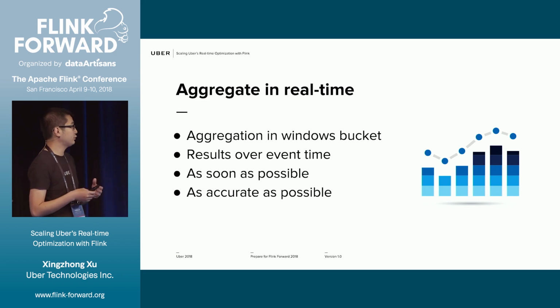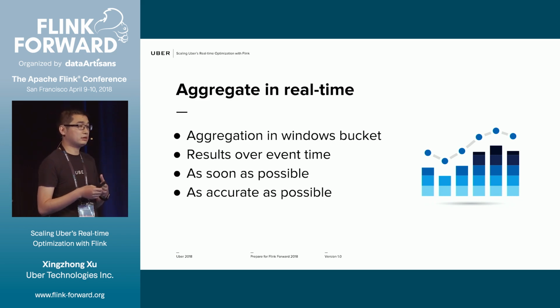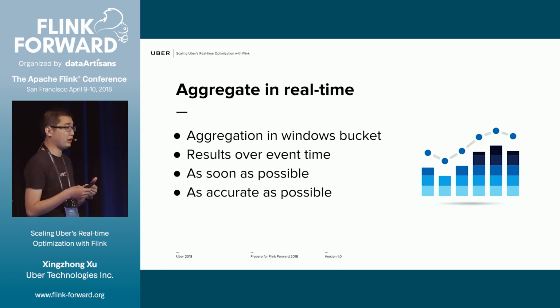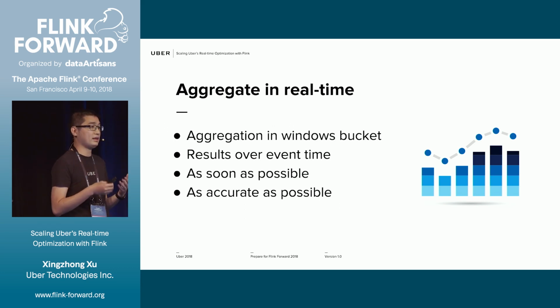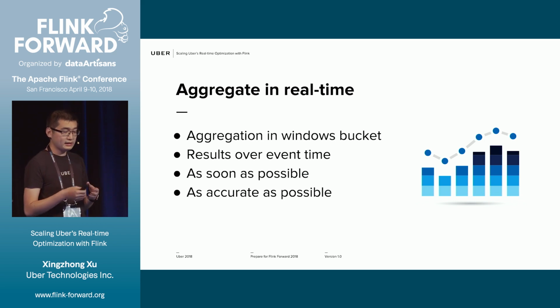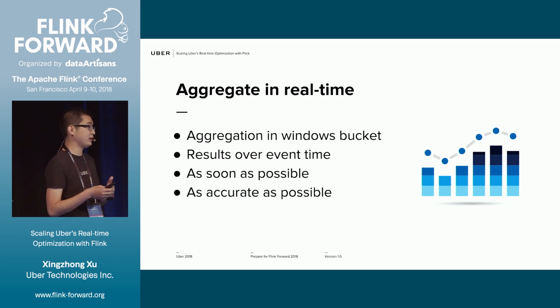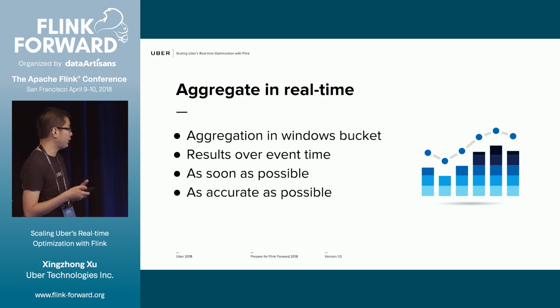For this kind of graph, we really want the data delivered to the marketplace as soon as possible. In the meanwhile, we also want it as accurate as possible, because anything delayed in terms of materializing this data will definitely incur a cost for the marketplace. And if your analytic data is not accurate enough, it will also degrade our marketplace performance.